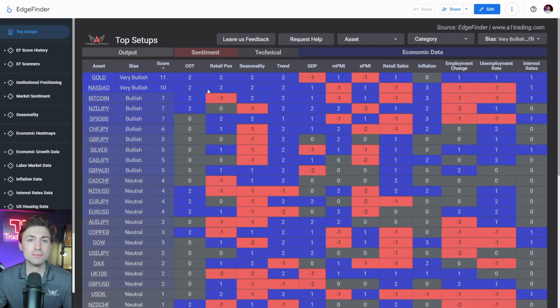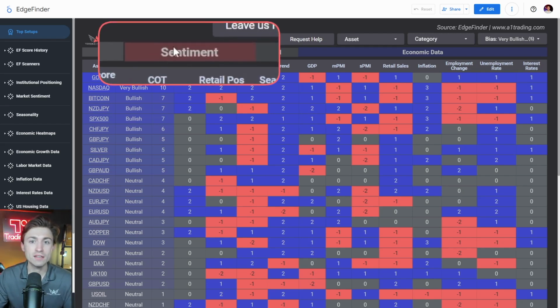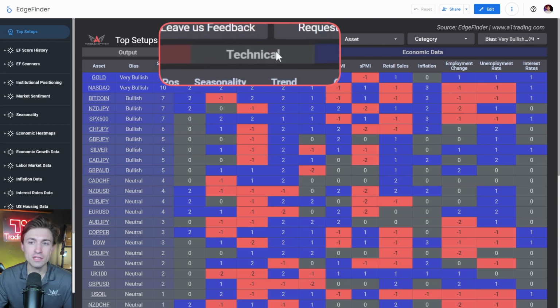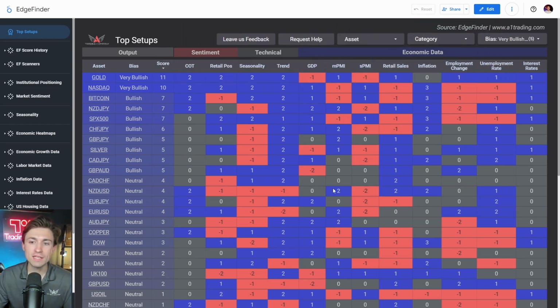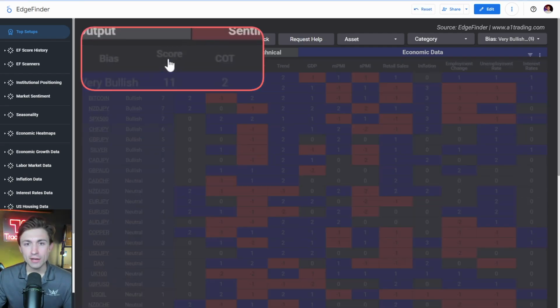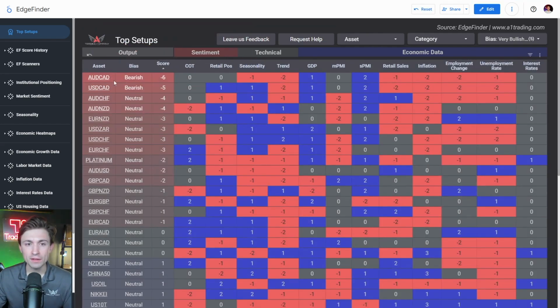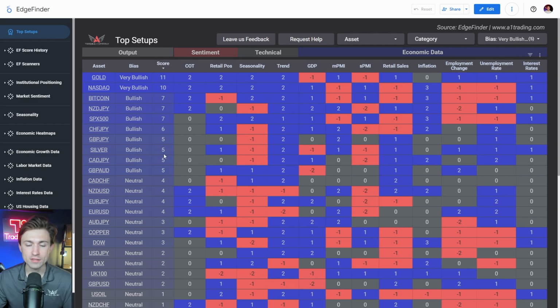Again, back to the top setups page. What we're looking for here is synergy between the sentiment section, technical section, and economic data section. You'll see that each one of these categories is generating pluses or minuses towards the overall score that we see populated on the left-hand side. We can always flip this around at any time by clicking the score button to see some of the most bearish current assets. You'll see that there are plenty of neutrals. And then of course, if we flip it back, you'll see some of the bullish readings.